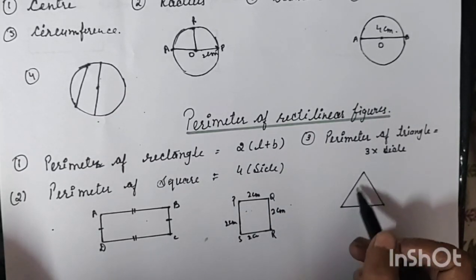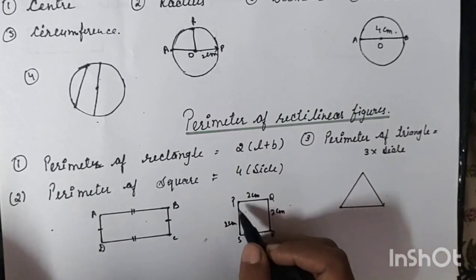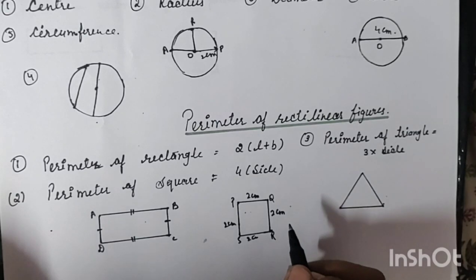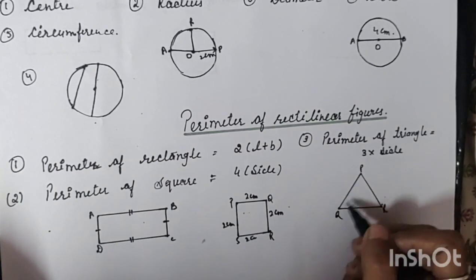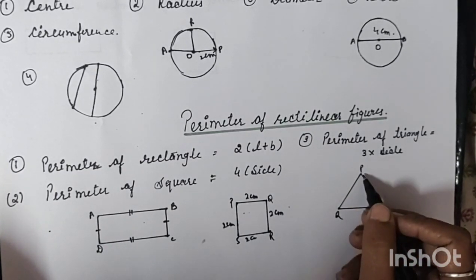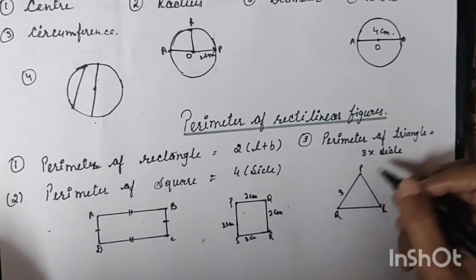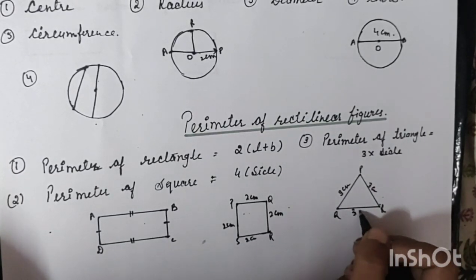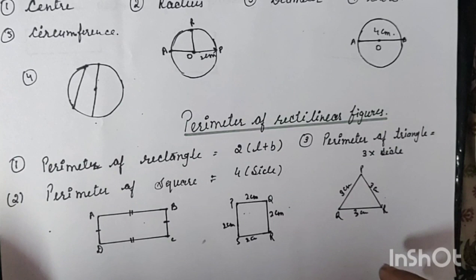And now, what is a triangle? A triangle has 3 sides and 3 vertices. These are the vertices of the figure, the corners. We can say the corners of the figure are known as vertices. So PQR, right? PQ plus QR plus RP is the perimeter of the triangle. If the length of each side is 3 centimeter, then 3 into side is the perimeter of the triangle. In this way we will find the perimeter of the given figures.